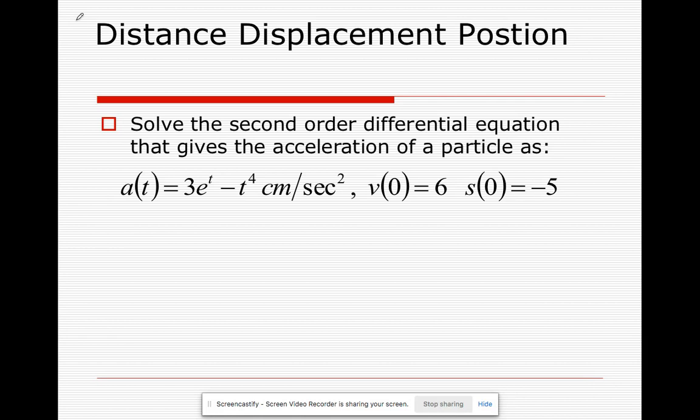So this is like applications of initial value problems. We did an application at the end of the last video with a rocket, but this is more like an AP style application. The focus is on the difference between distance, displacement, and position.